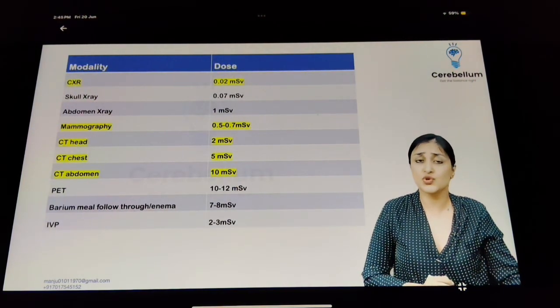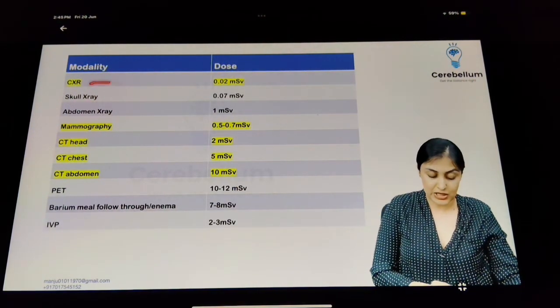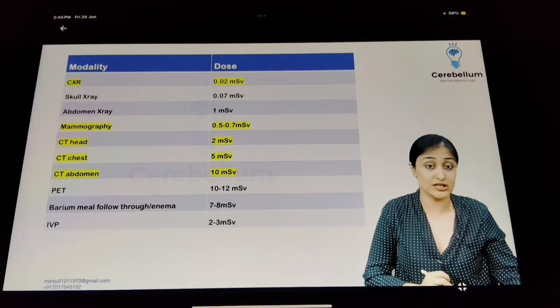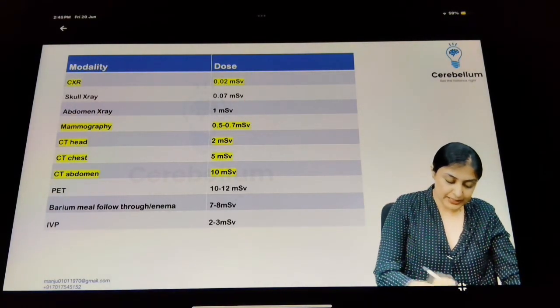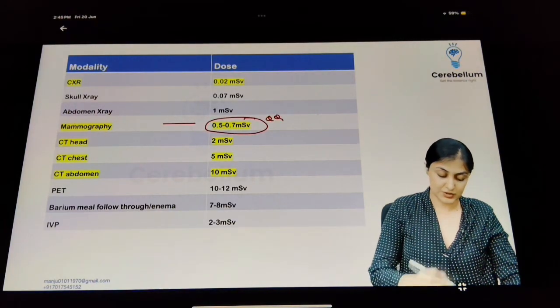Just to give you an idea of the doses, don't really memorize, but the highlighted ones you should have an idea about. So chest X-ray is 0.02 millisieverts. This you definitely should remember as the minimum radiation of any X-ray, and that's why we do chest X-ray most commonly. Other X-rays are a bit higher. Mammography, very important, is 0.5 millisieverts. This also I want you to remember.